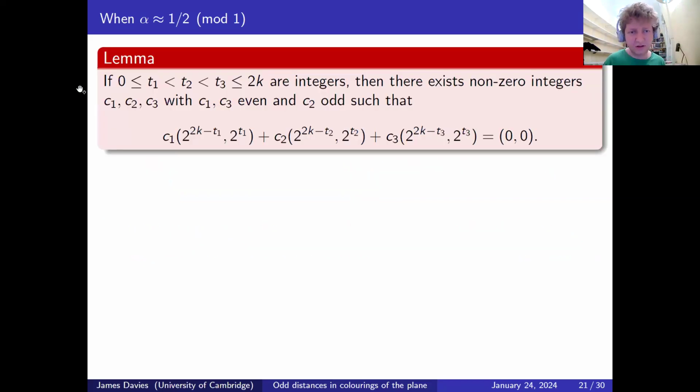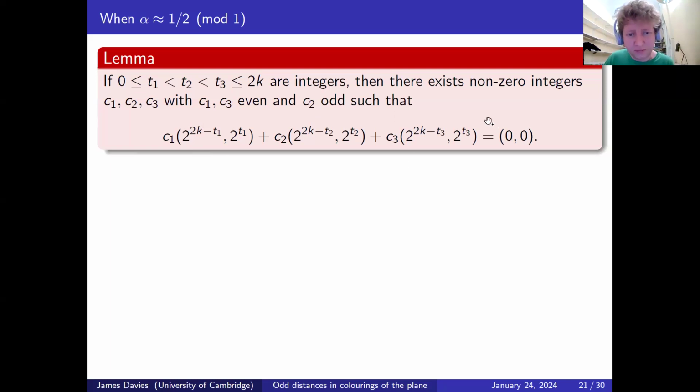And to do this, it really revolves around a quite simple lemma and being able to apply this effectively. What this says is if we have some increasing integers, t1, t2, t3, between 0 and 2k, then we can find non-zero integers, c1, c2, c3, with c1 and c3 even and c2 odd, so that this summation of points in Z squared is equal to 0.